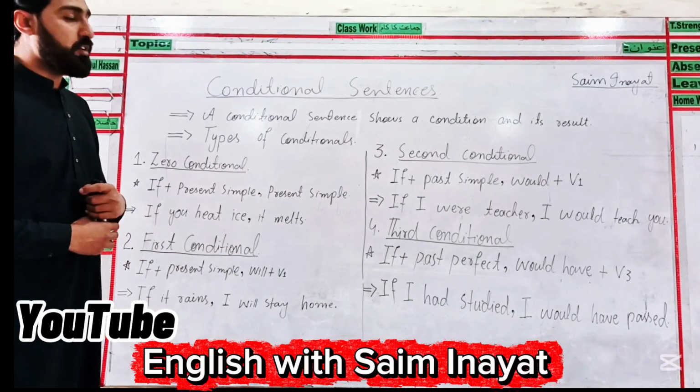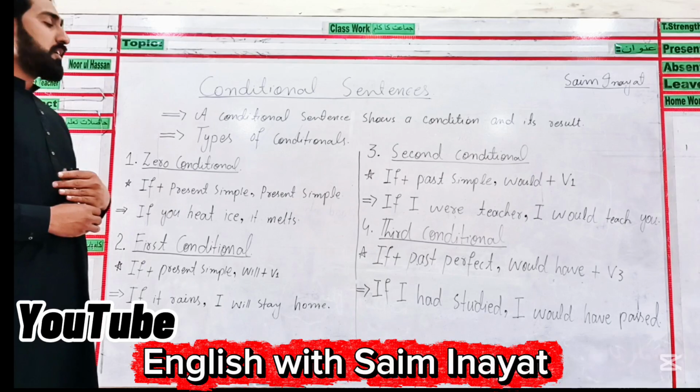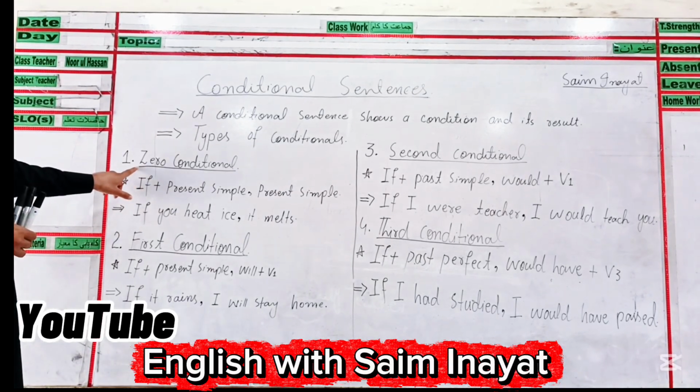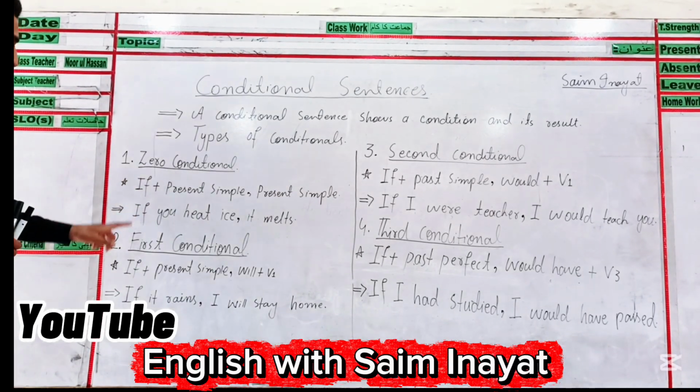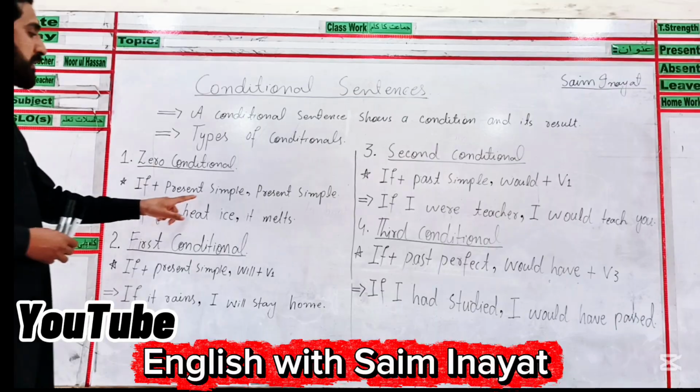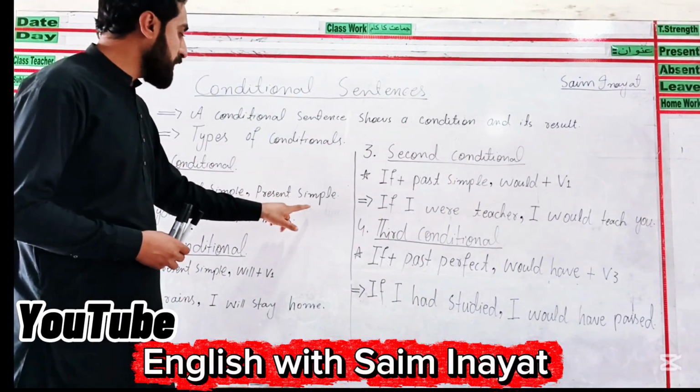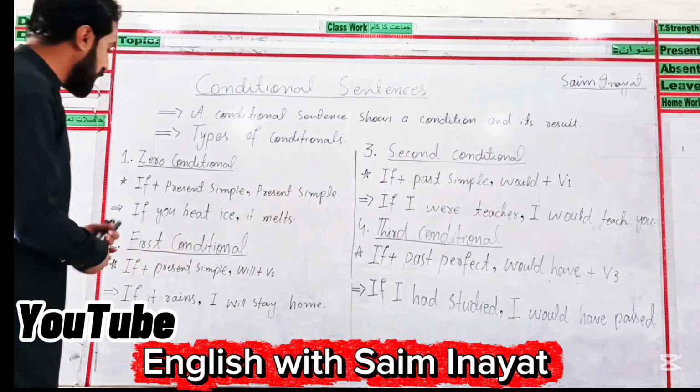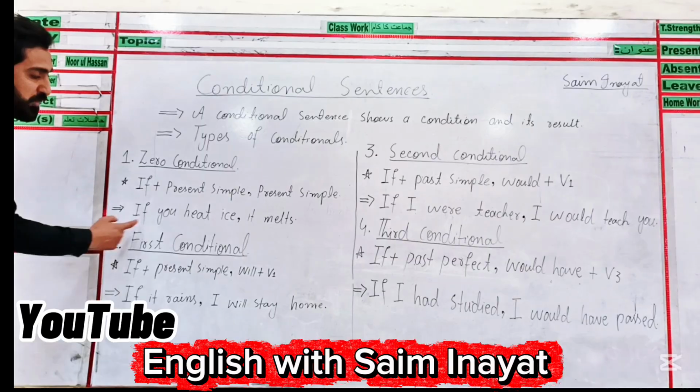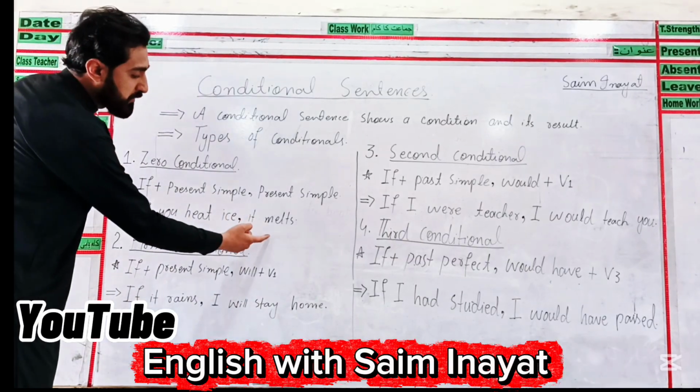There are 4 types of conditional sentences. First of all, zero conditional. Look at the structure. If plus present simple, then present simple. Now look at the example. If you heat ice, it melts.